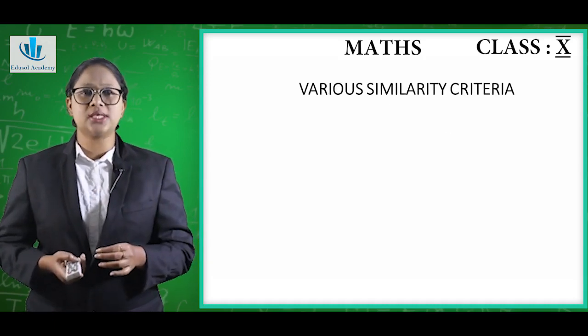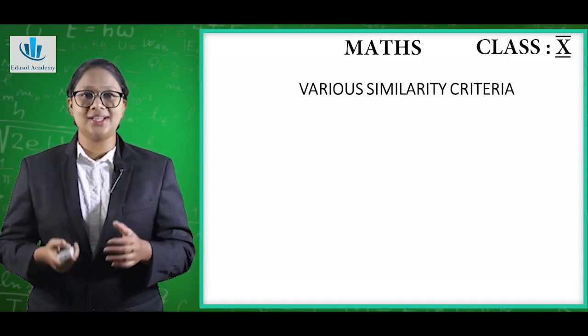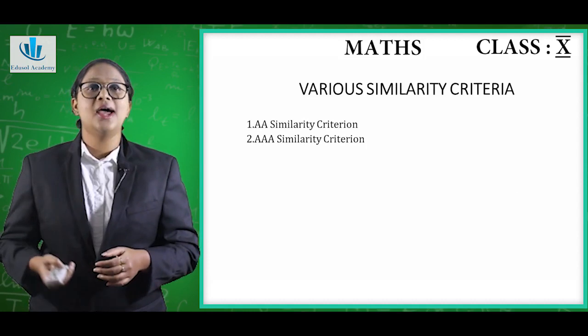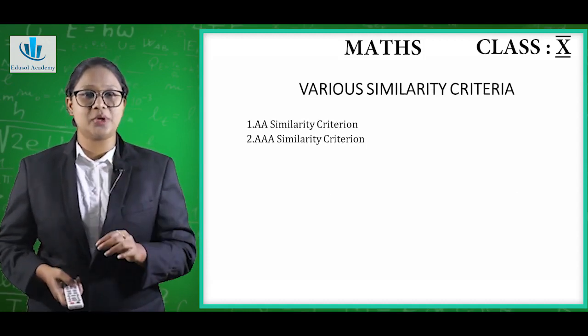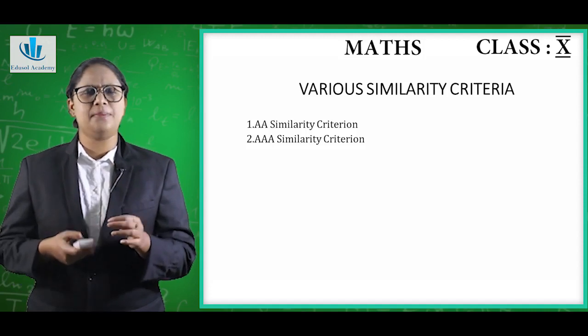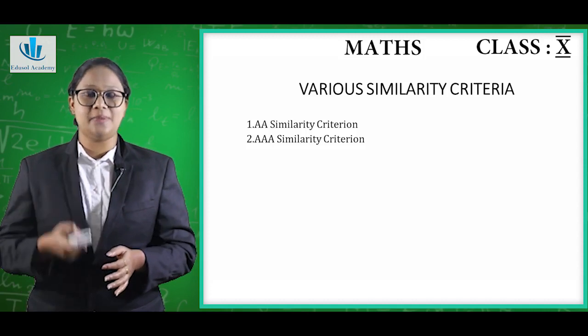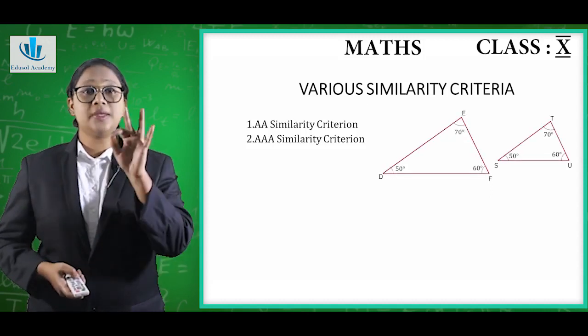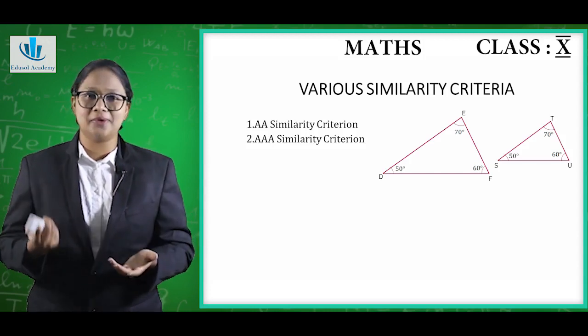Similar to congruence, there are certain criteria to be met by the triangles so that they are similar. Now let's move on to the various criteria of similarity of triangles. The first and second can be integrated into a single one, which means the AA similarity criterion or AAA similarity criterion, where A denotes angles, simple as such.